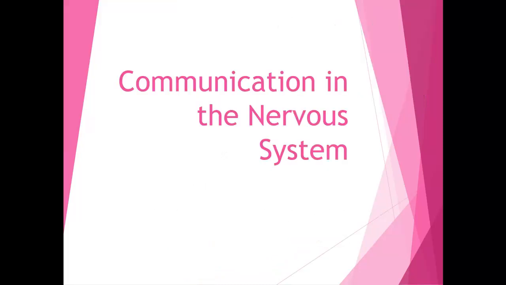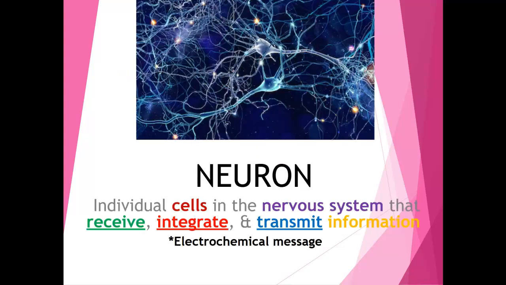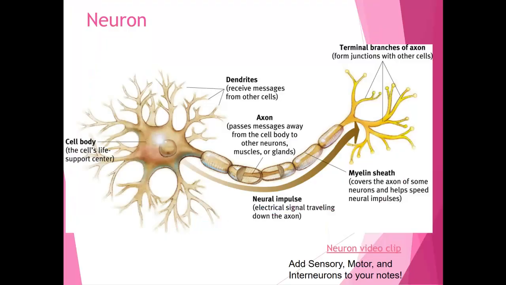Remember when we made pipe cleaner neurons? So a neuron, you've got about 86 billion of them, is an individual cell in the nervous system that receives, integrates, and transmits information. It's an electrochemical message because you have that whoosh, that neural impulse, but then it releases neurotransmitters, and that's the chemical side of it. Some key parts of the neuron: you've got the cell body, also called the soma, and that includes the nucleus, and that's what's generating our neural impulse.